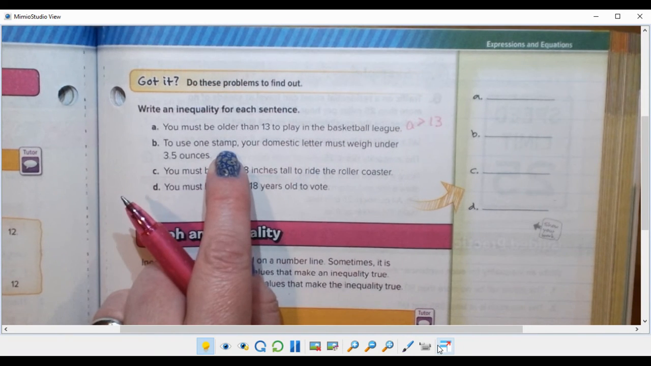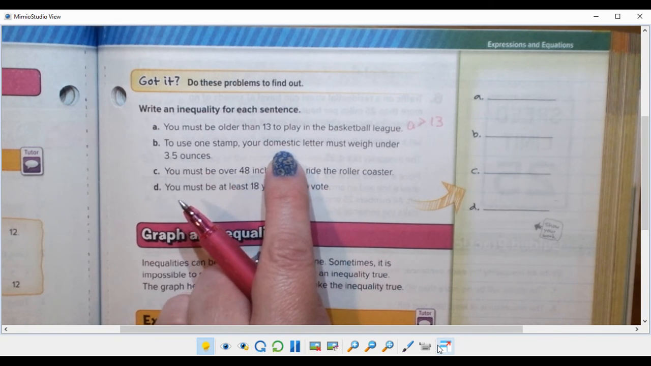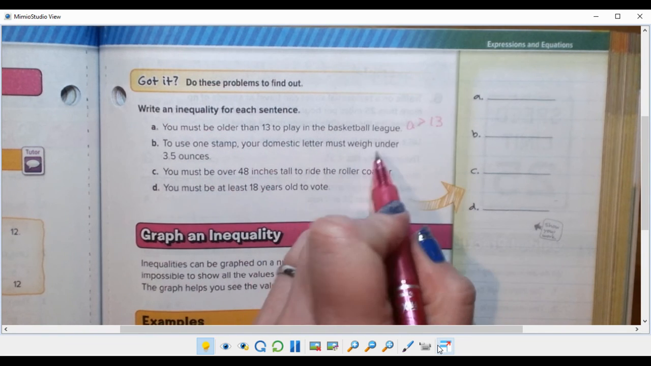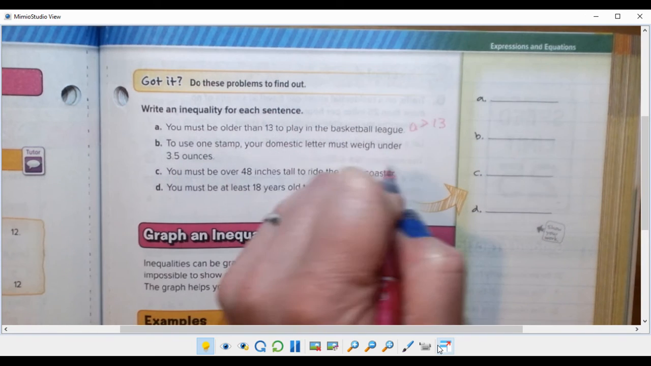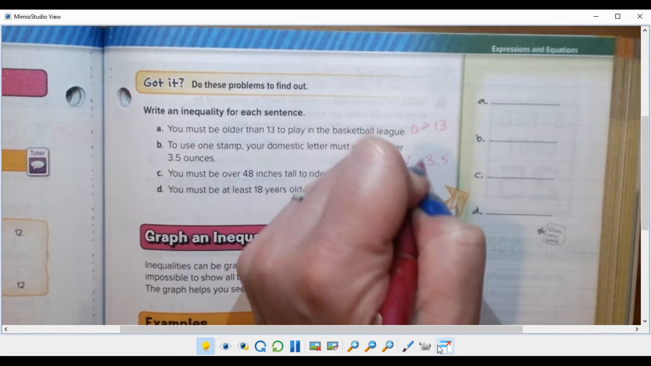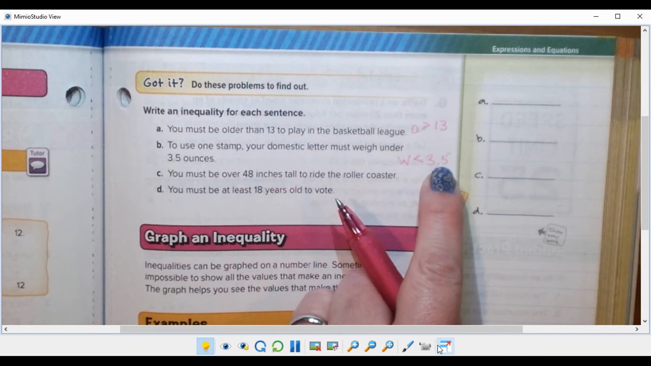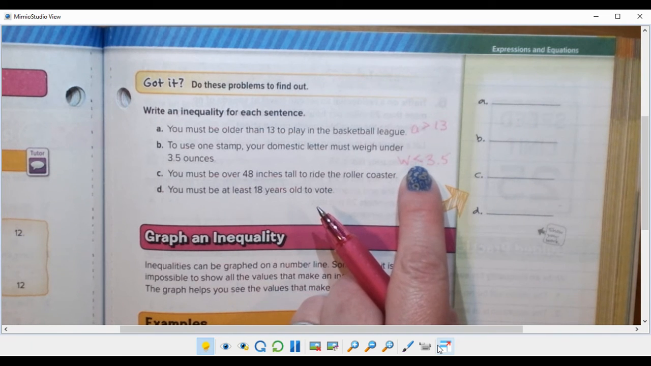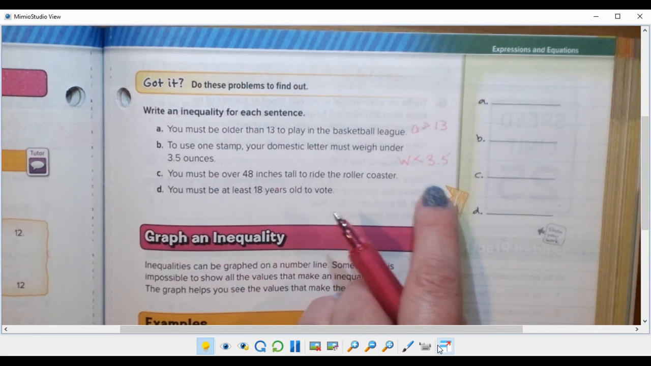To use one stamp, your letter must weigh, domestic means that it's staying in the same country. It's not going overseas or to a different country. To use one stamp, your letter must weigh under 3.5 ounces. Well, we know that W for weight and 3.5. We know the weight has to be less than, right? Weight is under, less than 3.5. Will I put the equal sign there? Nope. Because it doesn't say 3.5 or under. It just says it has to be under. 3.5 is going to be the first weight that you would have to put that second stamp on.